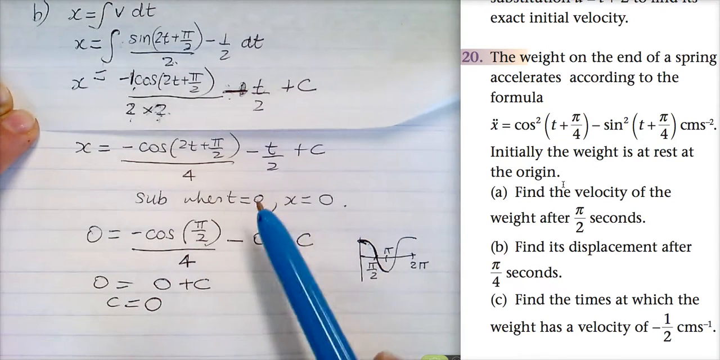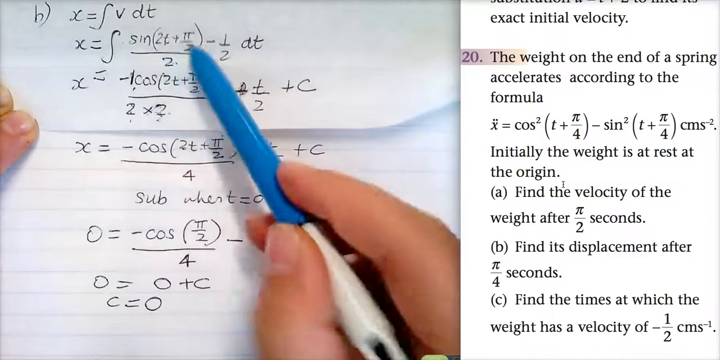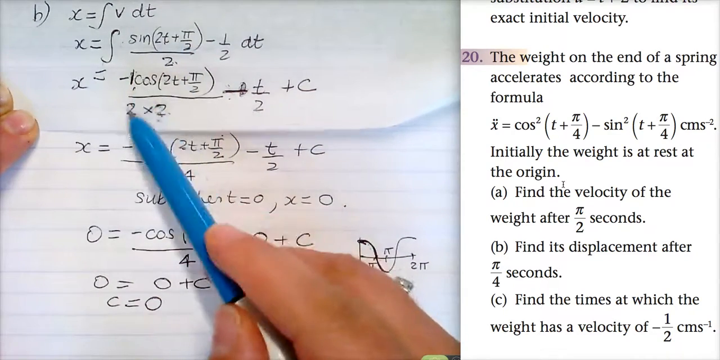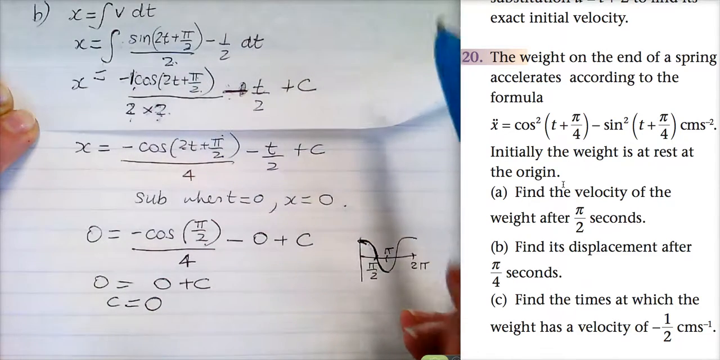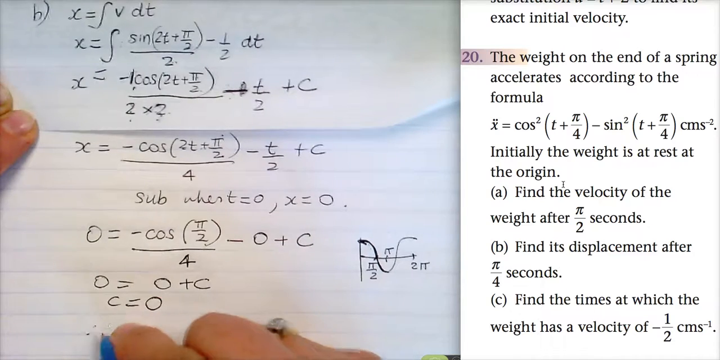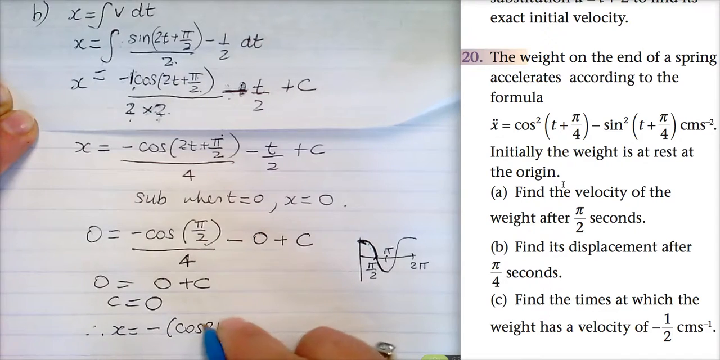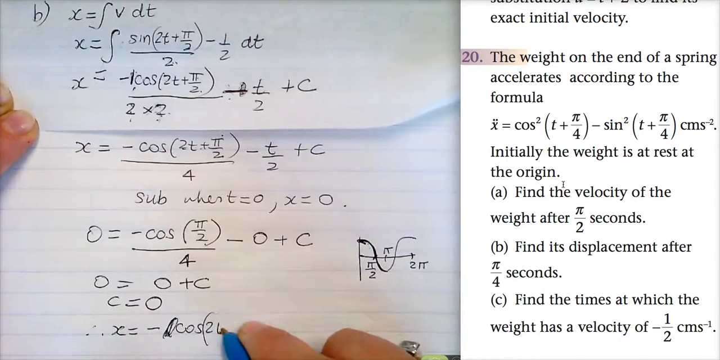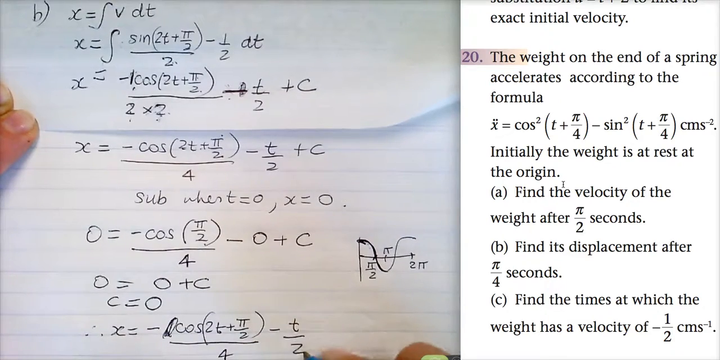No. It's 2t plus pi on 2. You never change what's in there. You get -1 on 2 cos 2t plus pi on 2. It never was pi on 4. No, it's 2 bracket 2t times. Therefore, x is negative cos 2t plus pi on 2 over 4 minus t on 2.